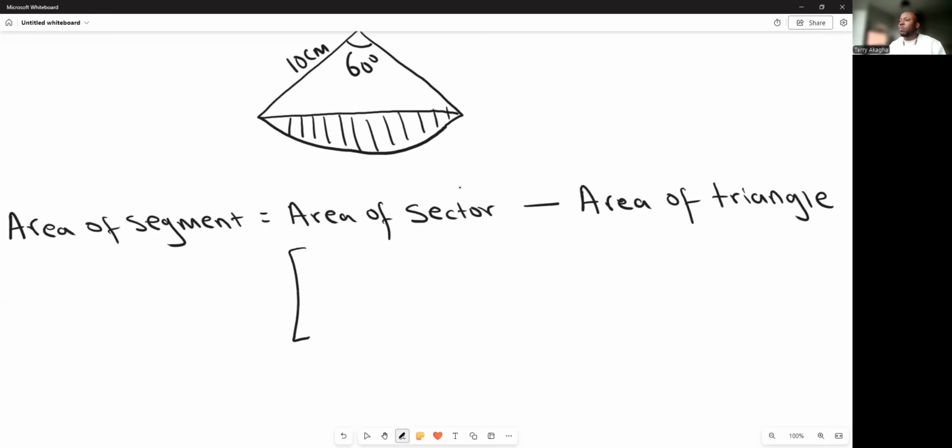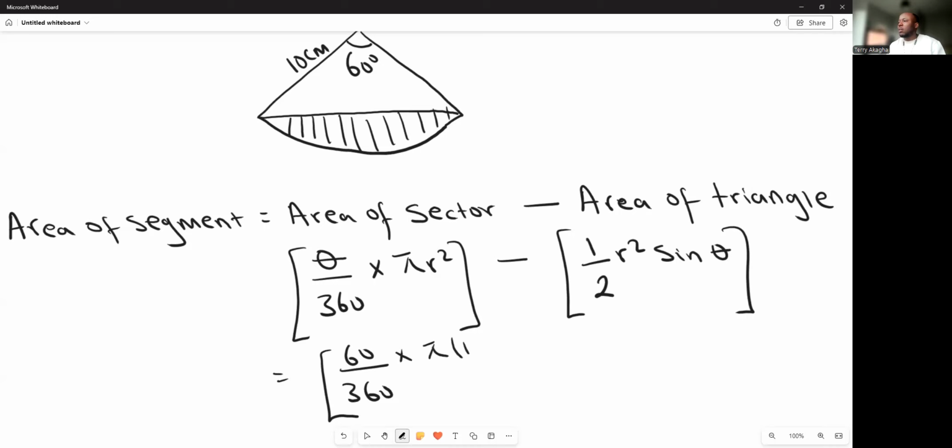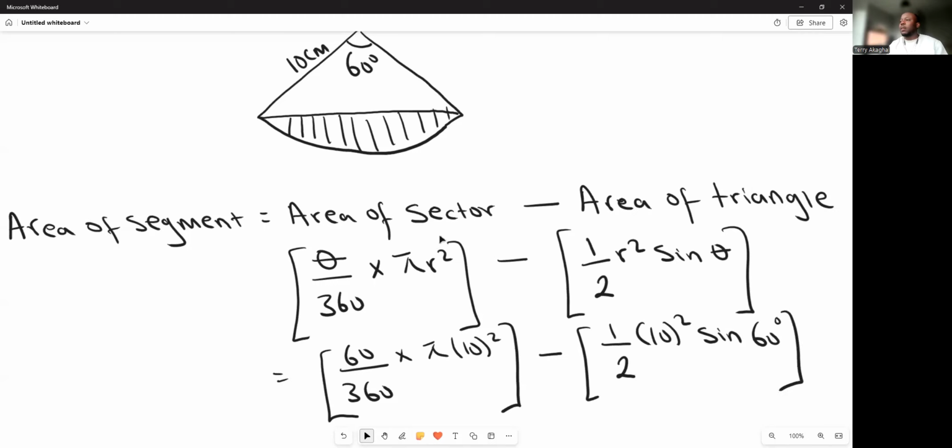So the area of the sector is theta divided by 360 times pi r squared, minus the area of the triangle, which is 1 over 2 r squared sine theta. So our theta here was 60. We have 60 divided by 360 multiplied by pi times 10 squared, minus 1 over 2 times 10 squared times sine 60 degrees. Are you seeing it?